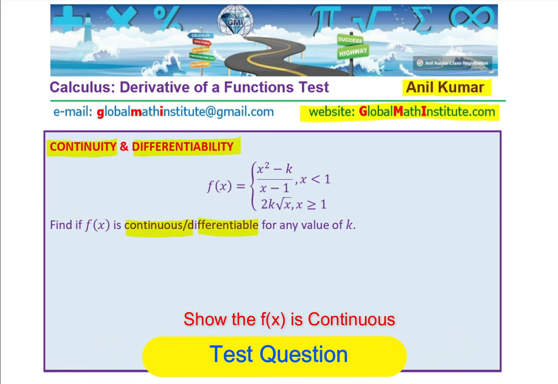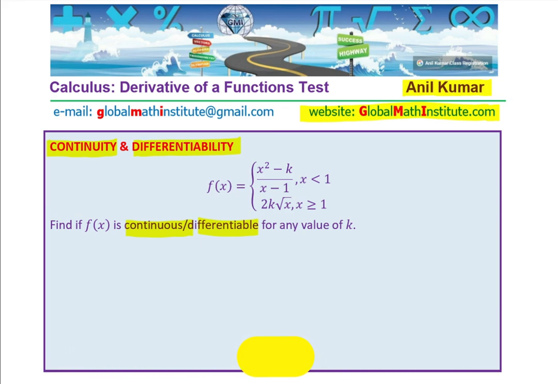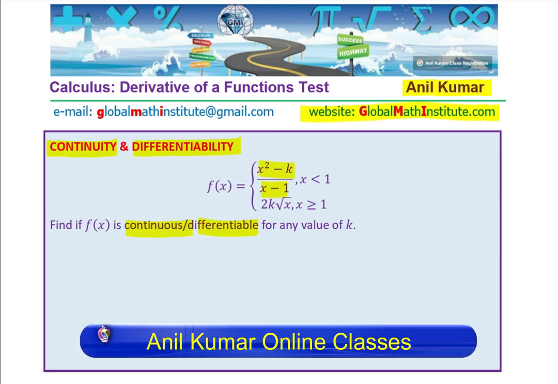Now let's look into the continuity part. If you look at the rational function given to you, which is for x less than 1, you notice that it cannot be 1 because at 1 we have a vertical asymptote. The denominator will be 0.